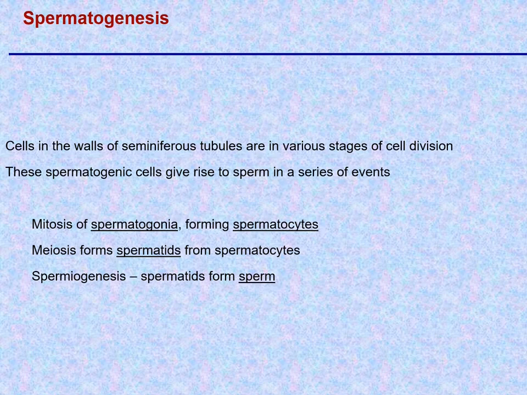Now, this is just a review. Spermatogonium forms spermatocytes. They go on to undergo meiosis. They form spermatids, and then you get sperm eventually.